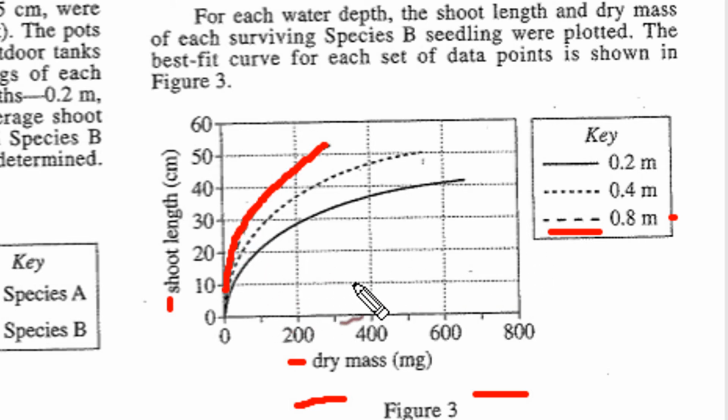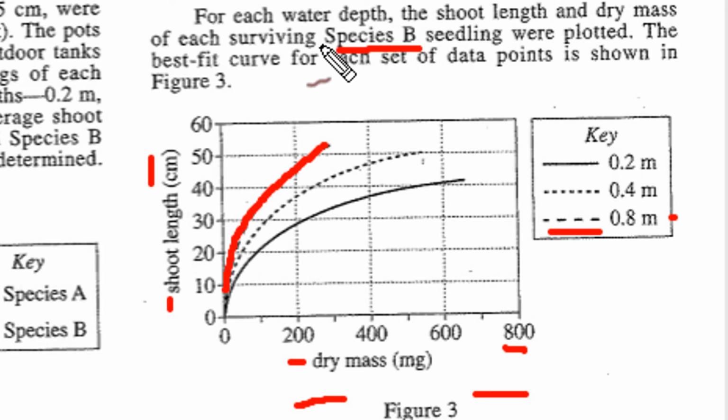So wait, what are we looking for? How many species B were plotted? Let's see. This is the mass. And this is the length. It doesn't say how many species. Uh-oh. See what we just did there, kids? We yikesed out. All right? So what we want to do now is go up and take a look and see where it says species B. Here it is, species B.